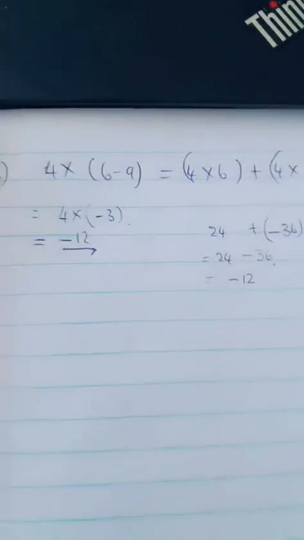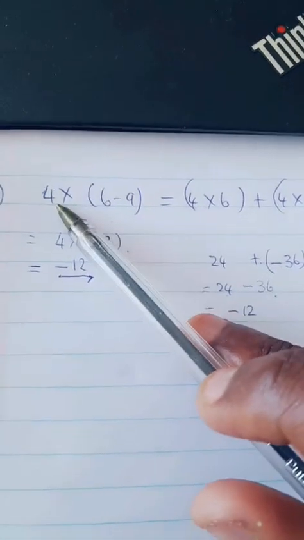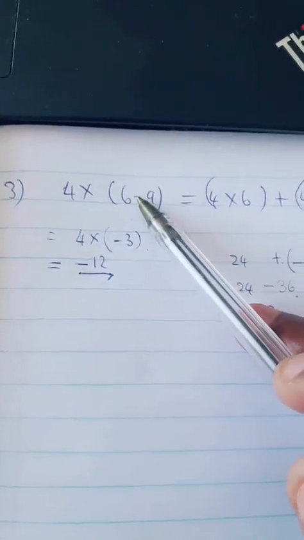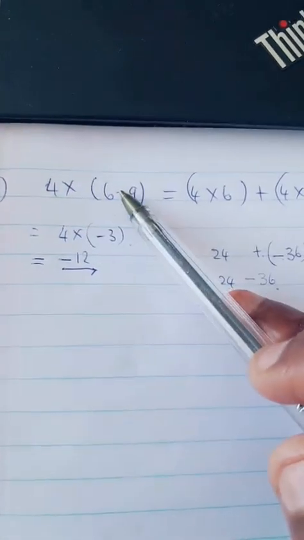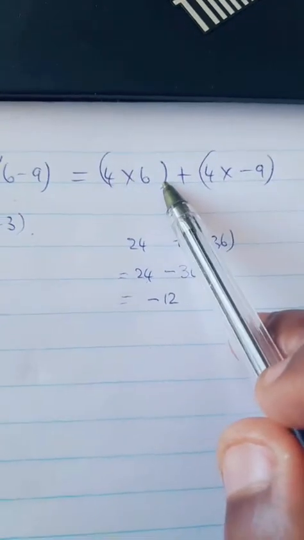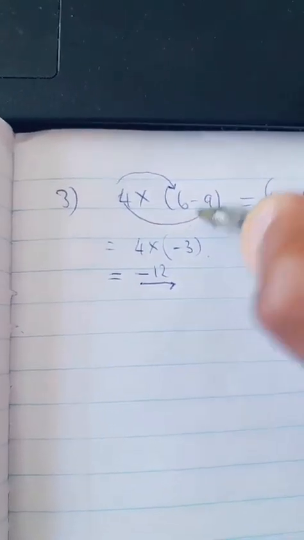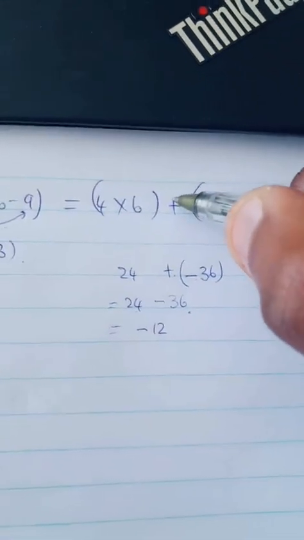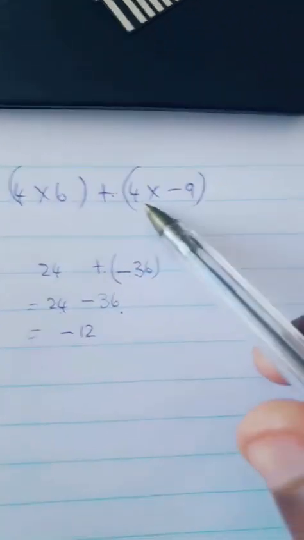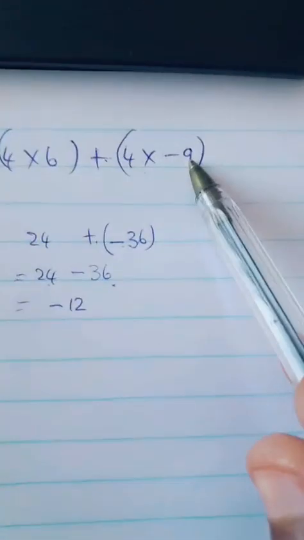So let's look at this very carefully. What happened here? Okay, 4 got distributed to 6. That's what happened. 4 times 6 is equal to 4 times 6. Then 4 got distributed to negative 9. But they were very clever in how they did it. They put a plus sign here, and then in brackets they said 4 times the negative 9, which is perfect.